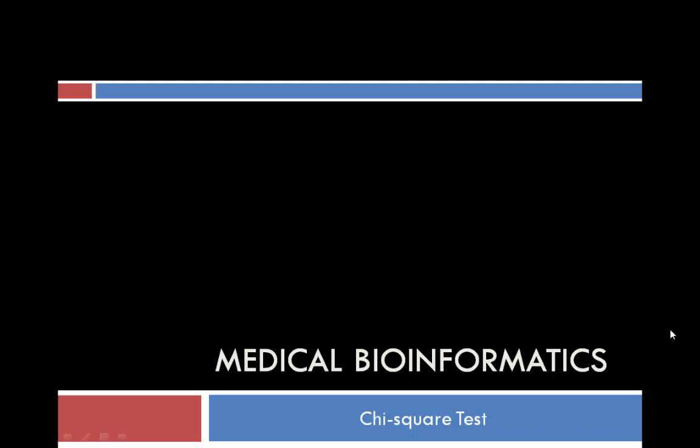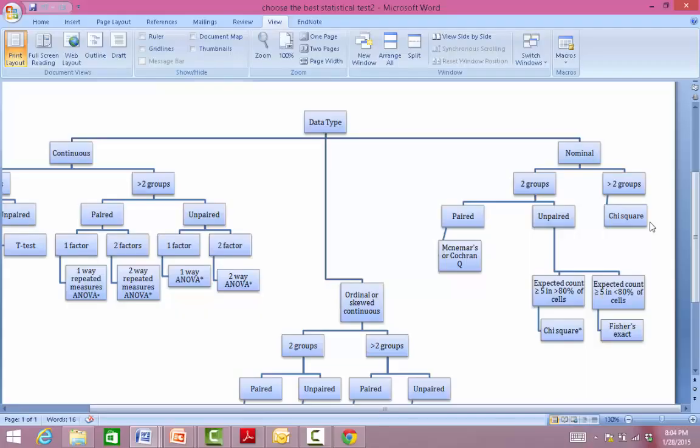Welcome back. In our next set of lectures, we're going to be looking at statistical tests that we use for nominal types of data. We're going to refer back to our decision tree diagram here, and on the right-hand side, we're going to be looking at nominal types of data, and we're going to start with the chi-square test. And this is where we would have greater than two groups of unpaired data.